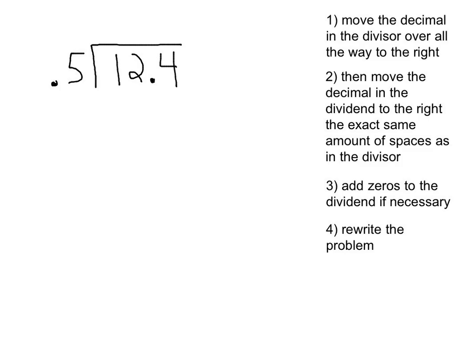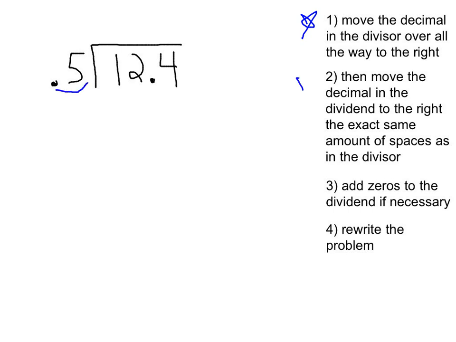Today we're going to divide with decimals in the divisor and the dividend. Now remember, the number in the box is the dividend and the number outside the box is the divisor. Now let's look at rule number one. Rule number one says to move the decimal over in the divisor all the way to the right. So let's do that. Move this guy all the way to the right.